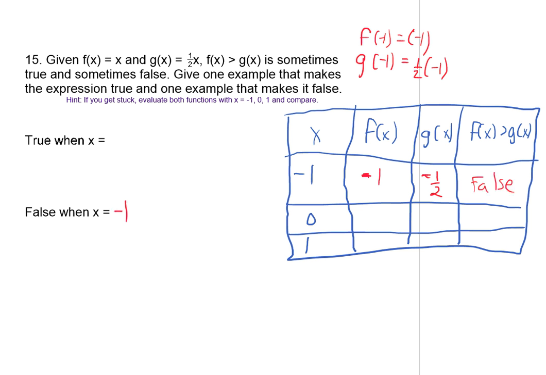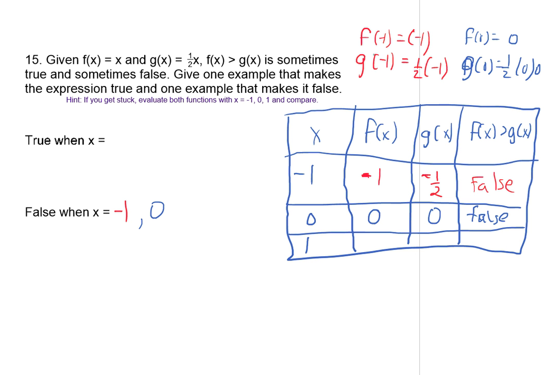Let's try 0. Okay, so let's plug in f of 0. That means 0. And then let's do g of 0 equals 1/2 of 0. Half of 0 is still 0. So for f of x and g of x, the values are 0. So is f of x greater than g of x? Is 0 greater than 0? False. Okay, so this is also false when x is equal to 0.